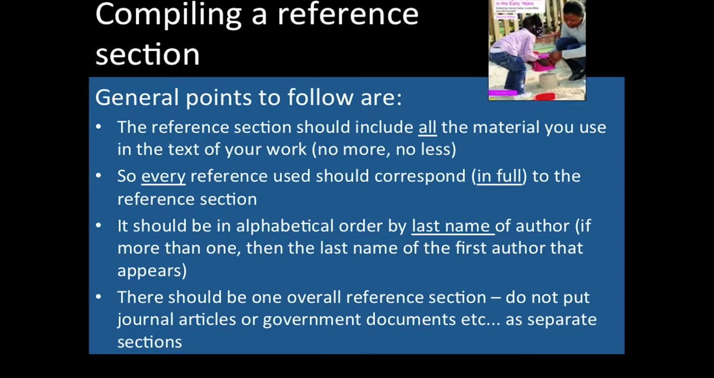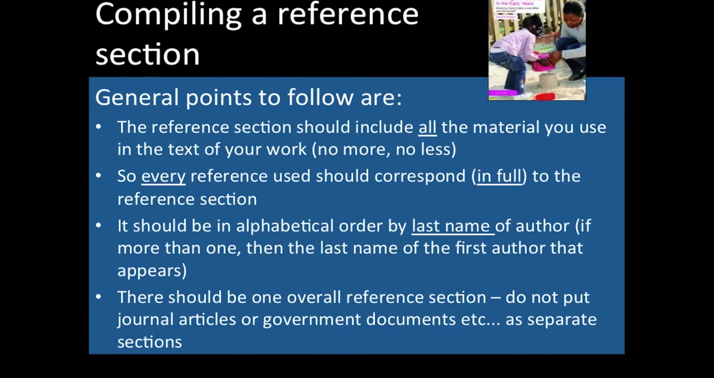So every reference, when I'm looking at an essay as a marking tutor, every reference that I see there in the text should have a corresponding reference in full in the final reference section. And when you're compiling your reference section, you need to do it in alphabetical order by the last name of the author. If there's multiple authors, then you're just going by the last name of the first named author of the book or the journal article or whatever it is. That is what is typical in Harvard referencing style.